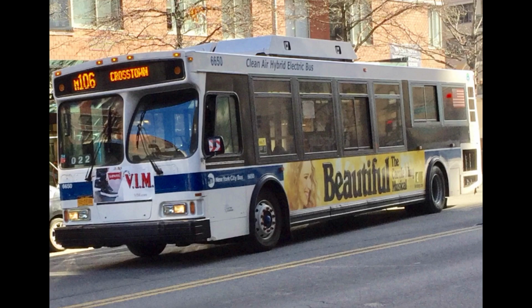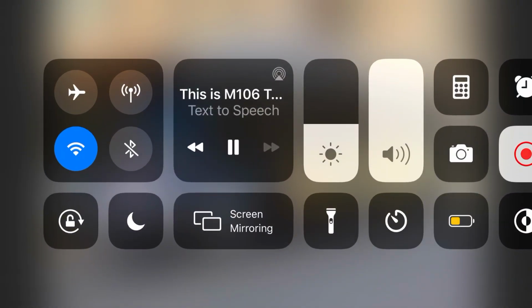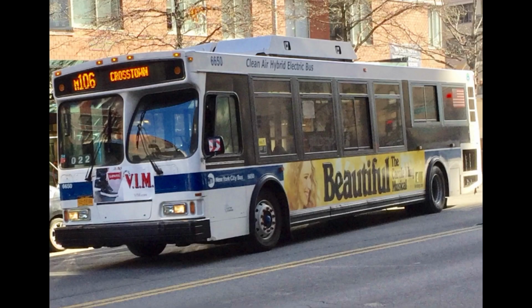Next stop, East 106th Street and 1st Avenue. Transfers available to M15 and M15 SBS. This stop is East 106th Street and 1st Avenue. Next stop, East 106th Street and 2nd Avenue. Transfers available to M15 and M15 SBS. This stop is East 106th Street and 2nd Avenue.